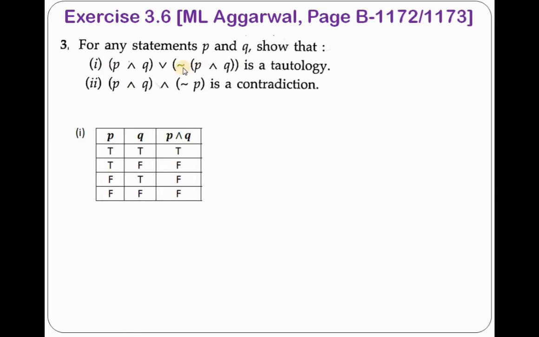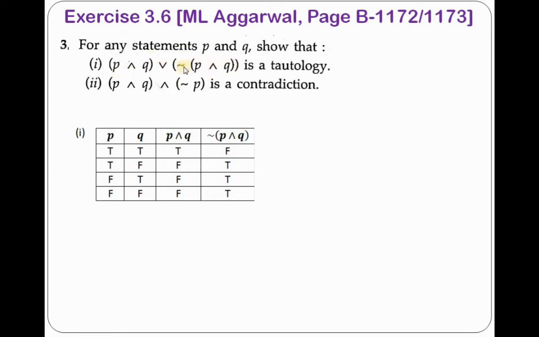Now we have to find the negation of P and Q. Let us find the negation of this. Negation will be just the opposite. So this is T, this is F, this is F, this is T, so everything becomes T, T, T. Okay, so we have got this, and we have got this. We have to take OR of this and this.